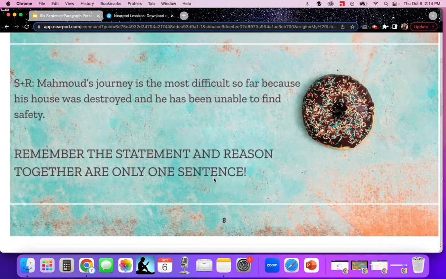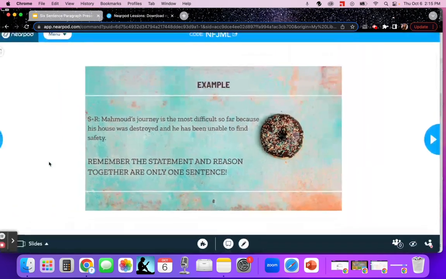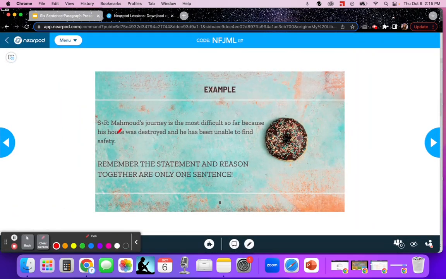Okay, next, you guys are pretty familiar with this part. Next, we have our statement and our reason. So my statement is Mahmoud's journey. Oh gosh, I cannot underline today. Mahmoud's journey is the most difficult so far. I started out good and finished better. So there's my statement. And then let's do blue.